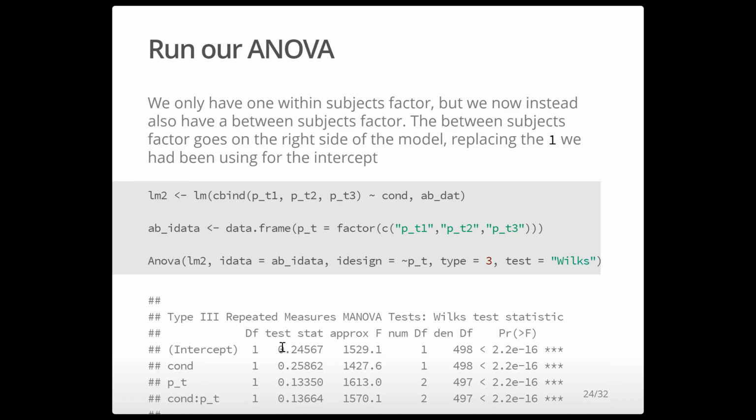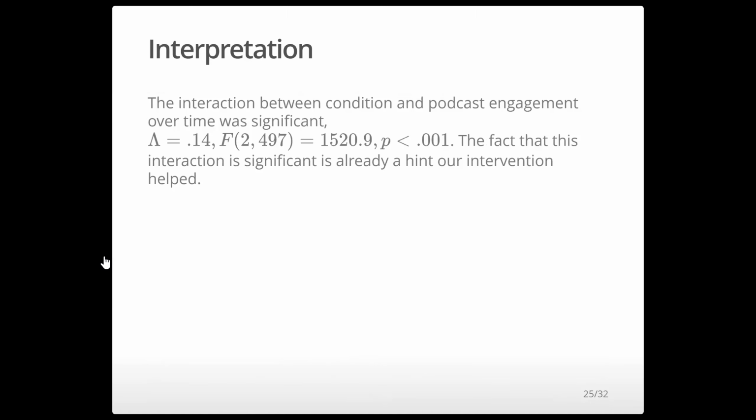And then I'm going to call my ANOVA and get my results. So here we see that the interaction is significant. So this tells us that there is a difference in the 2 experimental conditions in podcast engagement over time. So this is a sort of hint that our intervention helped.